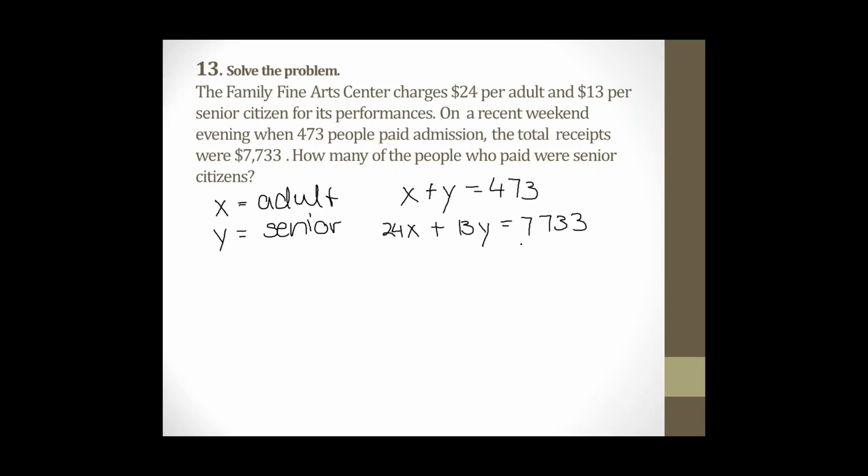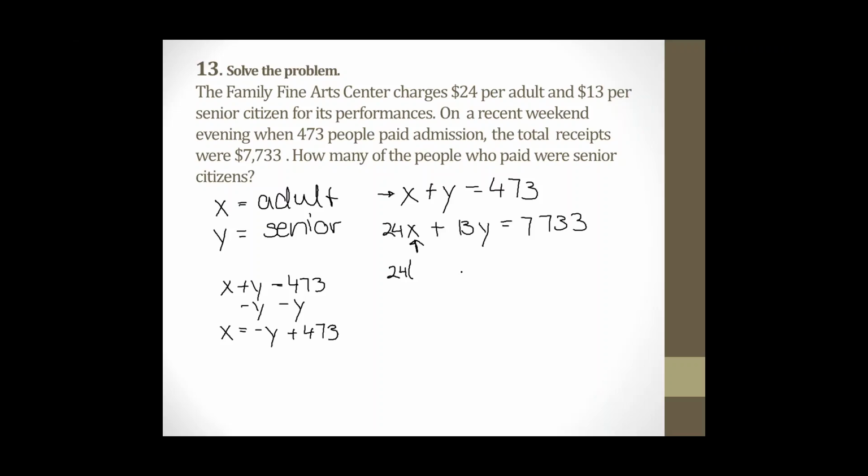Again, I am going to use substitution, and to be able to do that, I will have to solve this one either for X or for Y. I'm going to solve it for X. So X plus Y equals 473. So I'm subtracting Y from both sides. Leaves me with X equals negative Y plus 473. So this is my equation that I can use to substitute for X into the second equation right here.